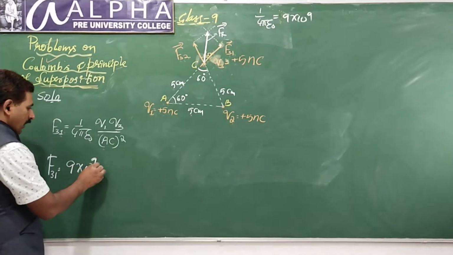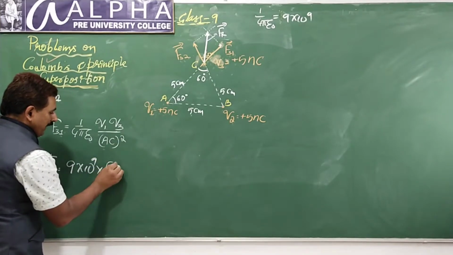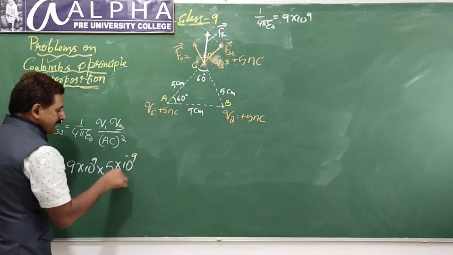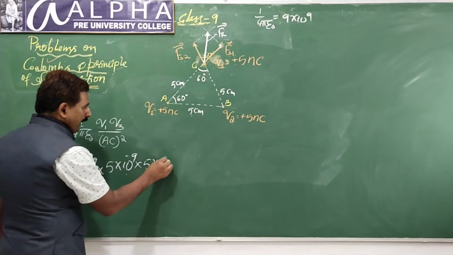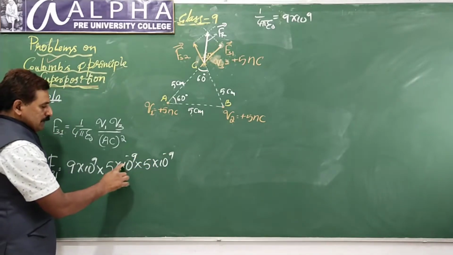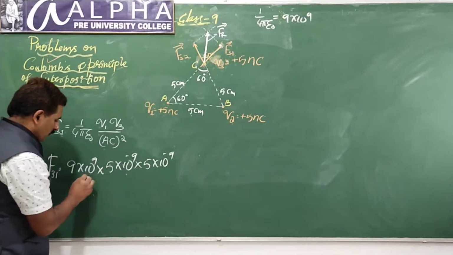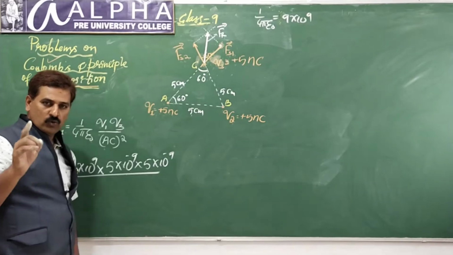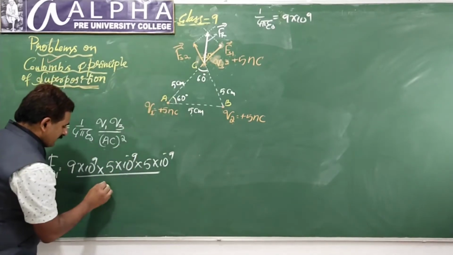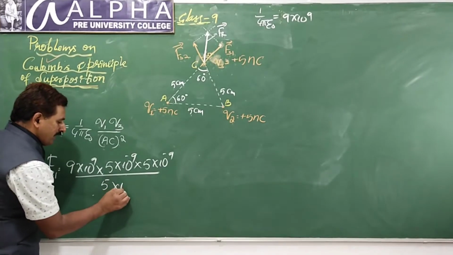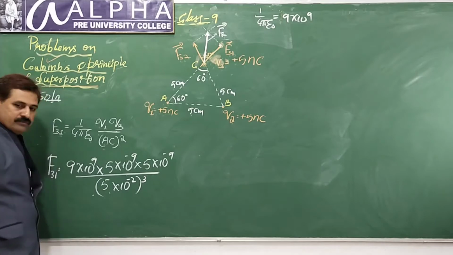Okay. Now write the value Q1. What is Q1? Q1 is 5 nano, nano is 10 to the power minus 9. Q3 is also 5 nano. Since both the charges are positive, the product is also positive, so it is a repulsive force, as I explained in Coulomb's law in vector form. What is AC? AC is also 5 centimeters. What is 1 centimeter? 10 to the power minus 2 meters. That's it.